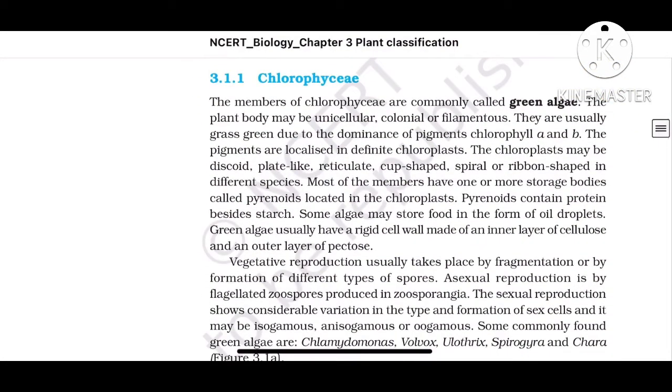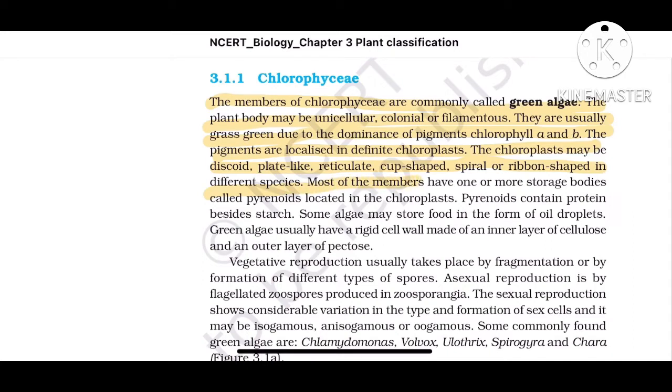Chlorophyceae. The members of Chlorophyceae are commonly called green algae. The plant body may be unicellular, colonial, or filamentous. They are usually grass green due to the dominance of pigments chlorophyll a and b. The pigments are localized in definite chloroplasts. The chloroplast may be discoid, plate-like, reticulate, cup-shaped, spiral, or ribbon-shaped in different species.